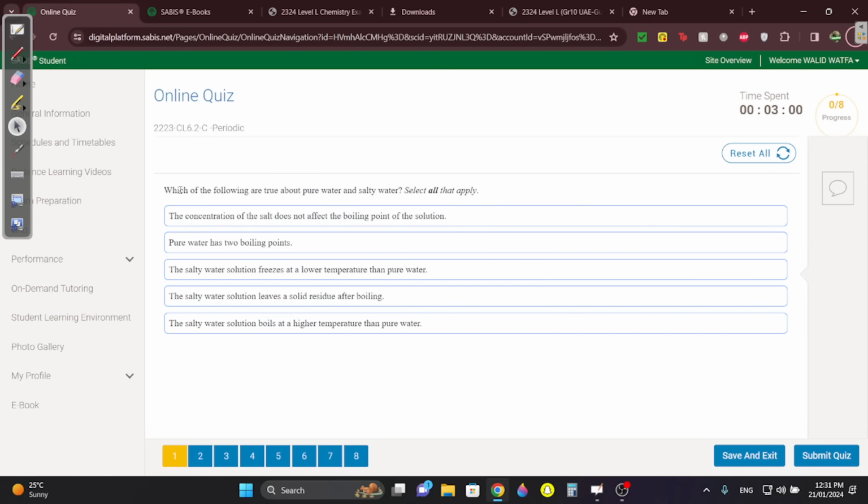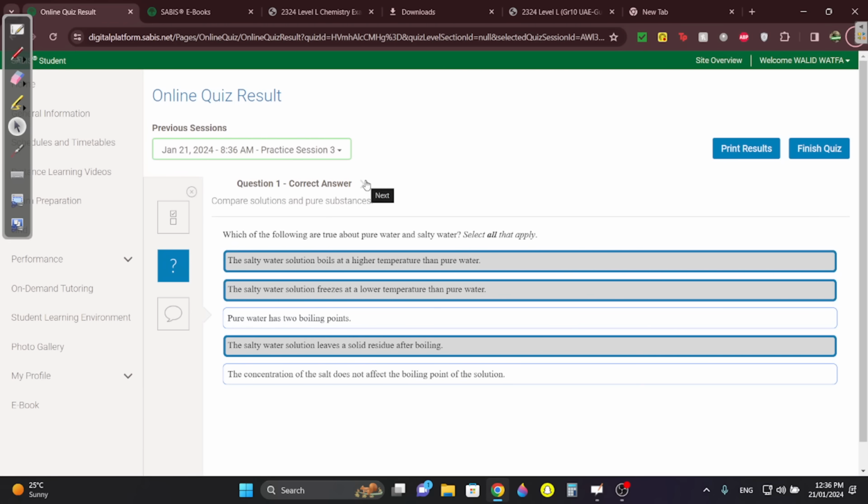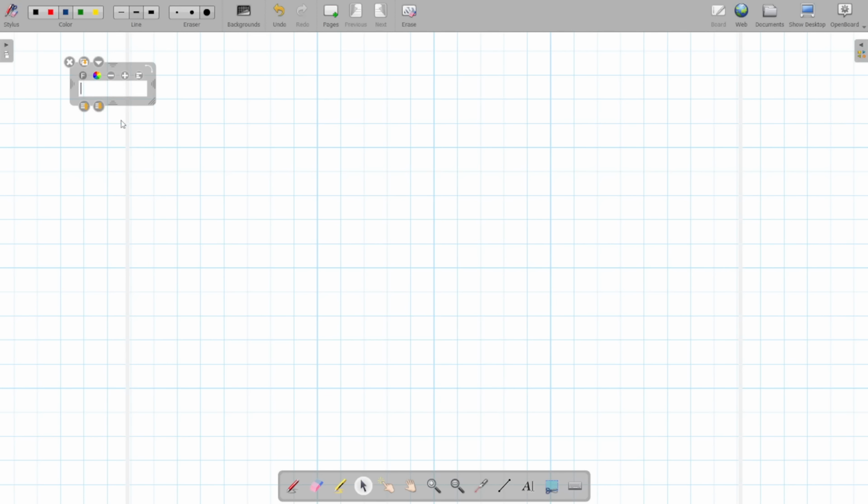Which are true about pure and salty water. One question that came in the AMS before I start with the quiz was, what will happen as the solute concentration increases? They asked something like, what happens as the solute concentration increases?